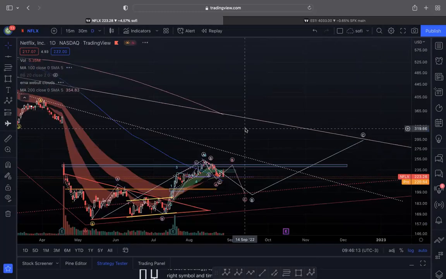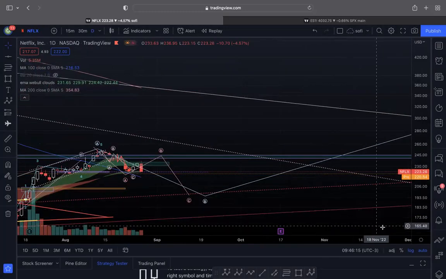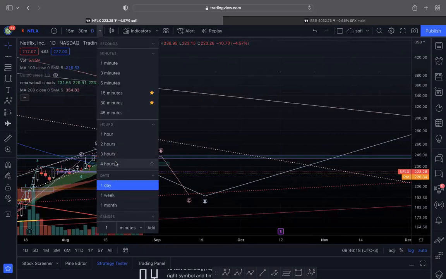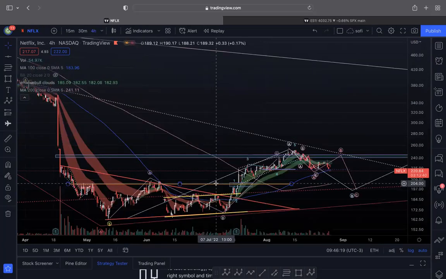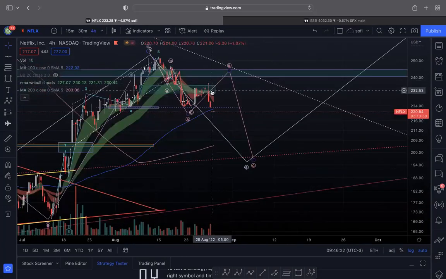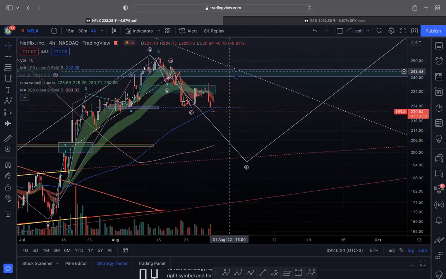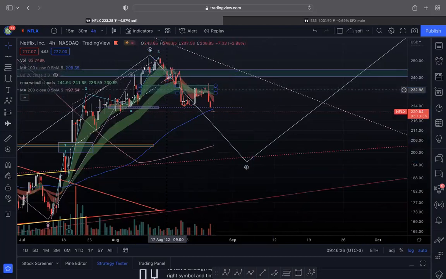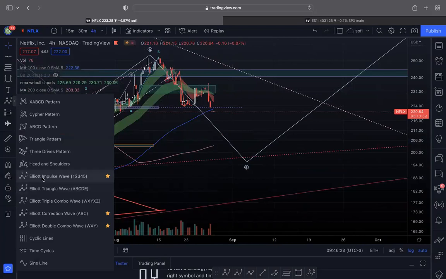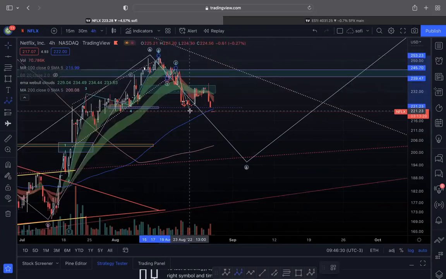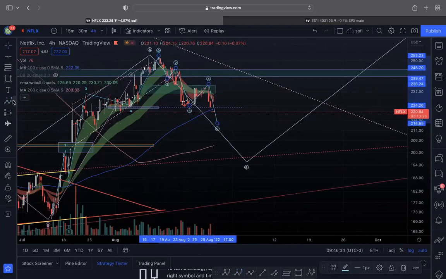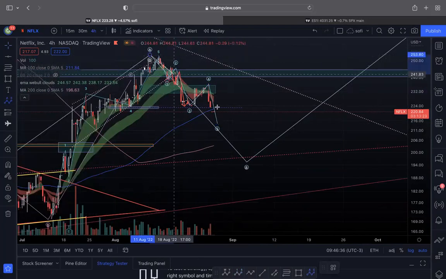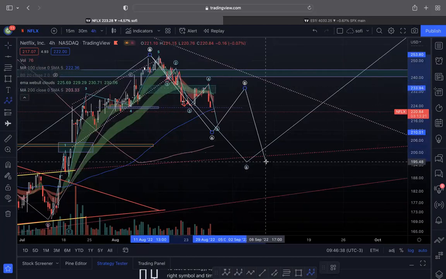Netflix, we know this channel has broken. This was our 4. Let me go to a smaller time frame. All right. This was our 1, 2. This would be our 3 or 4. So it didn't have that ABC bounce, right? What was likely going to happen on Netflix was this is your 1, 2, your 3, your 4, coming down for a 5, right? In a bigger ABC. So this is kind of what I see for Netflix as well.